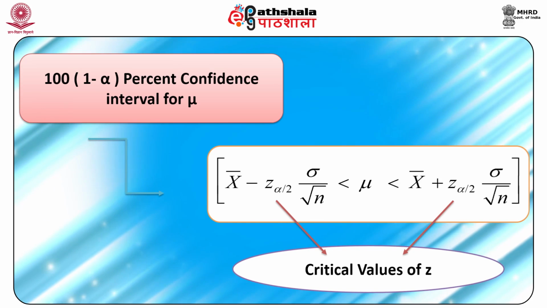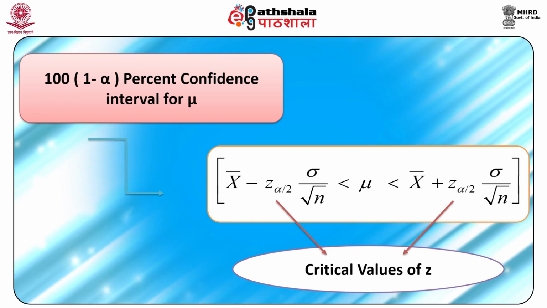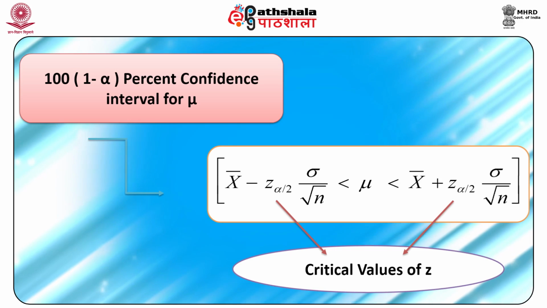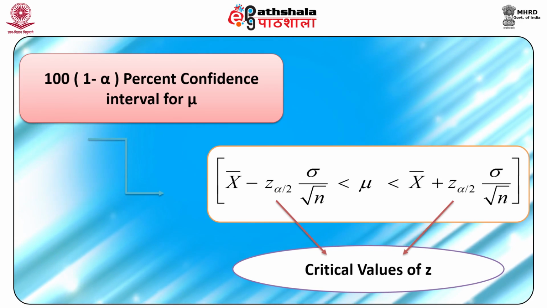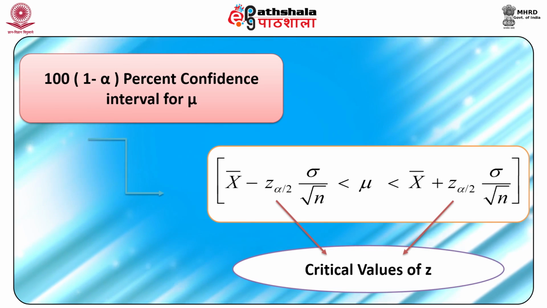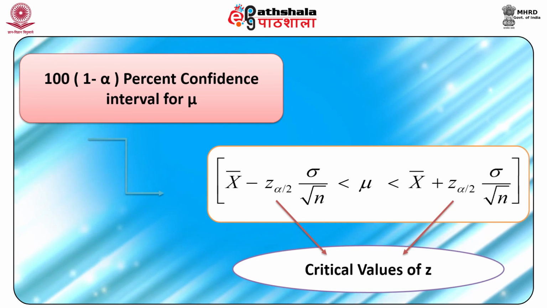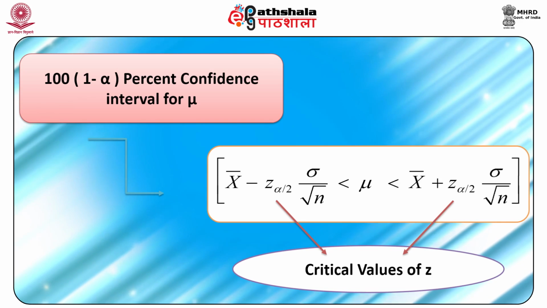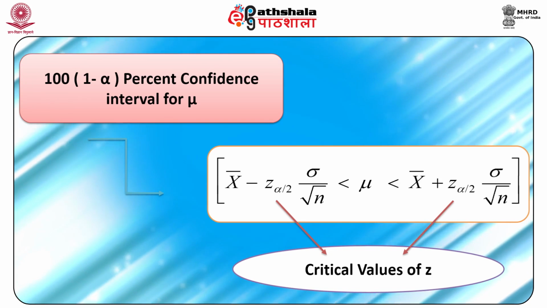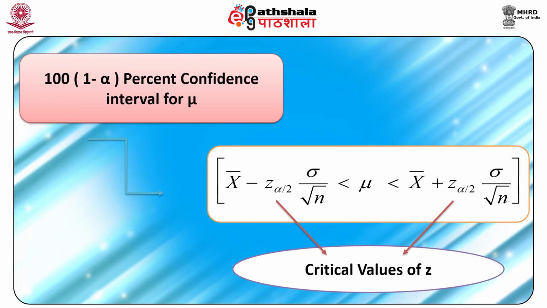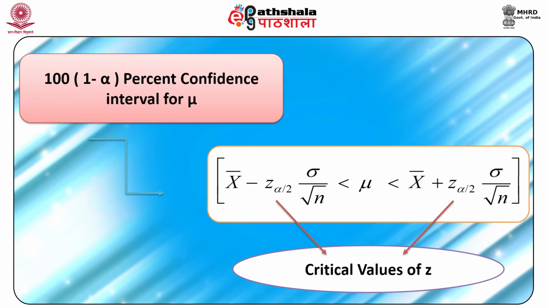So in general, the 100 into 1 minus alpha percent confidence interval for mu is the same as we mentioned again, which is that mu is greater than x bar minus z alpha by 2 into sigma by root n and is less than x bar plus z alpha by 2 into sigma by root n, where plus minus z alpha by 2 are called the critical values of z.